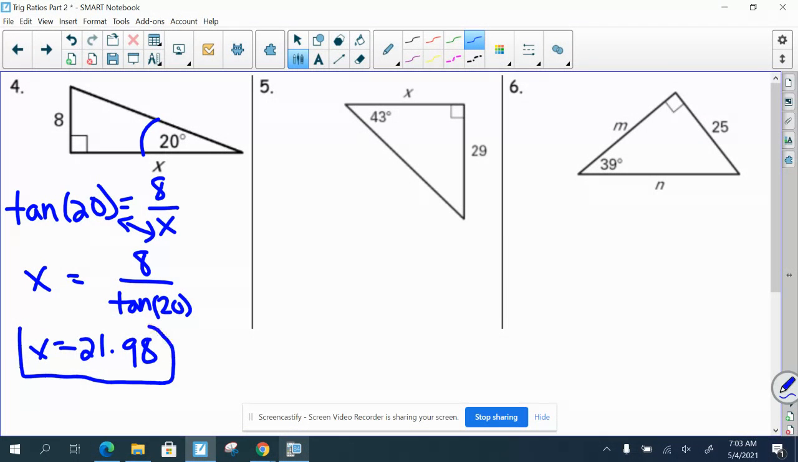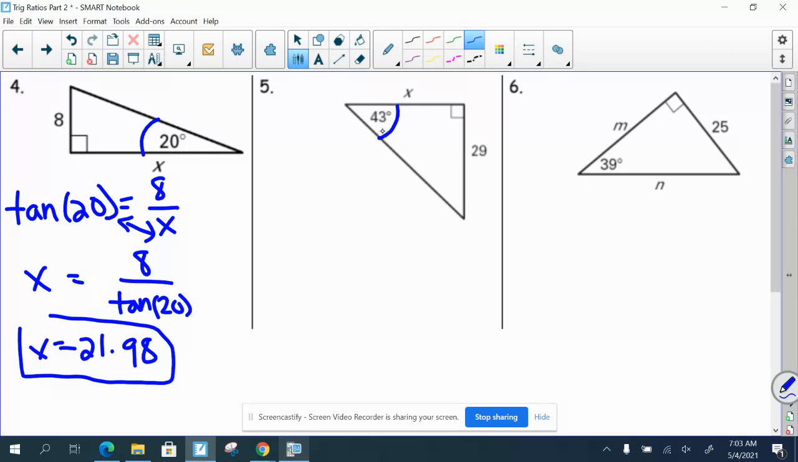Why is your answer so big? Well, think about it. This is a really short angle, so 20 degrees is not a lot. So if this is 8, then that means this side is going to be longer, for example. It's a ratio.